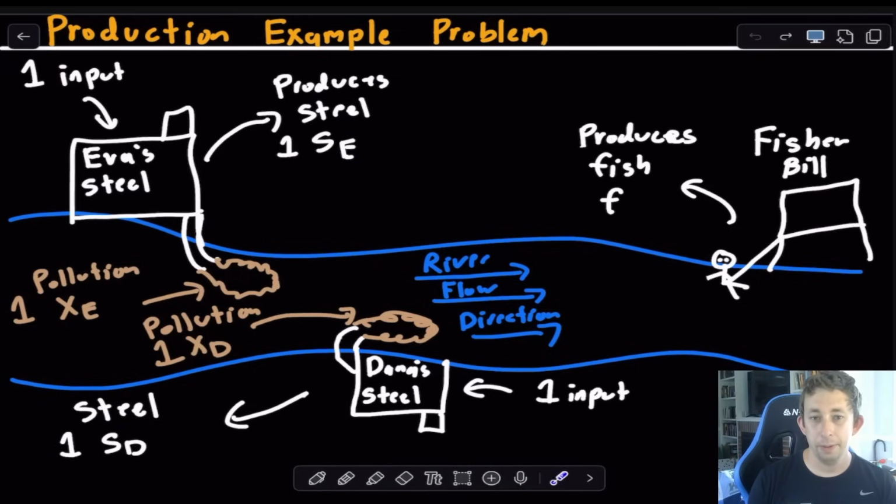And now every time they produce 1 ton of steel, they're going to produce 1 ton of pollution. This is going to be XE for Eva's pollution and XD for Dana's pollution. Now that river is going to take that pollution downstream, and that's going to affect Fisher Bill, where Bill is just trying to produce an amount of fish F, and he's just doing that by sitting on the dock and fishing from this river.